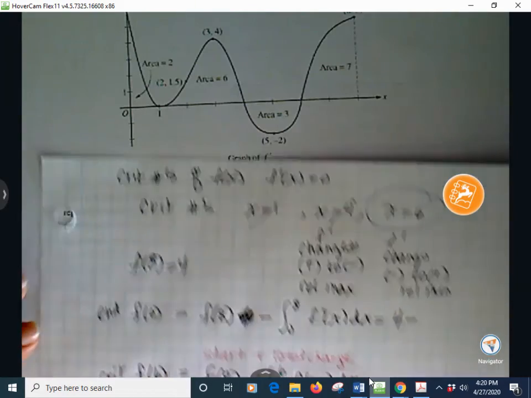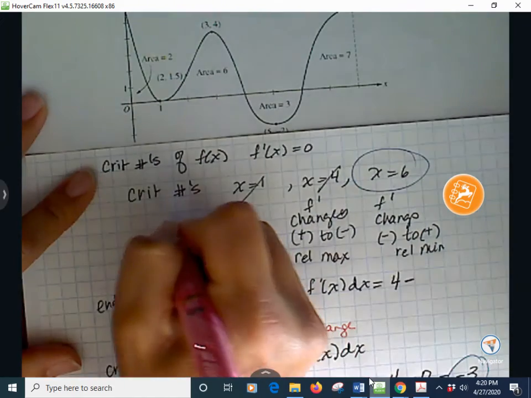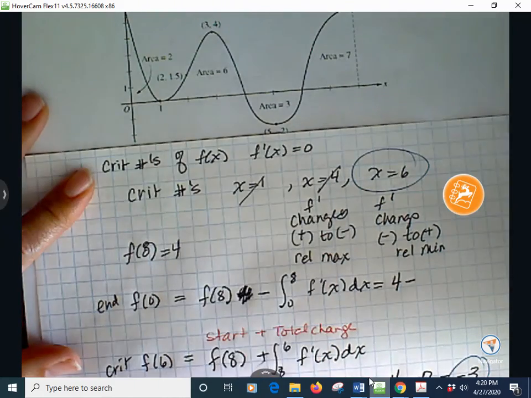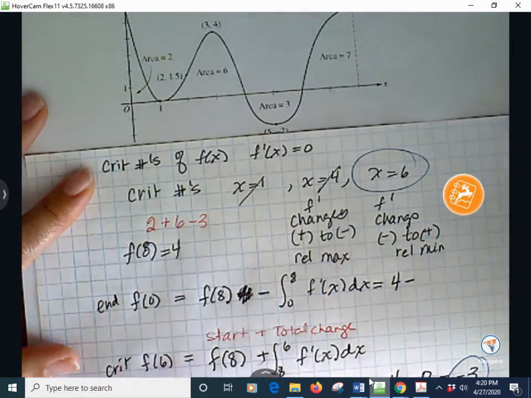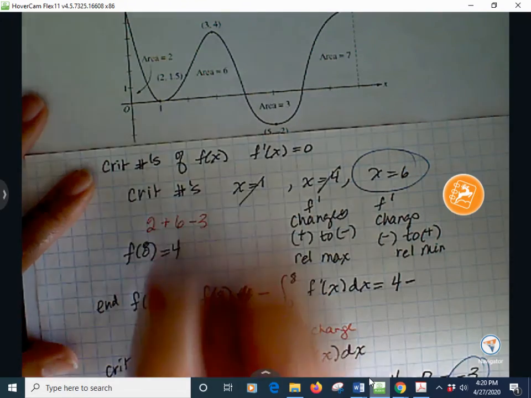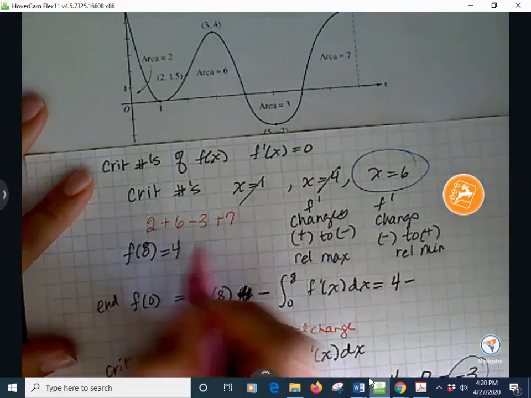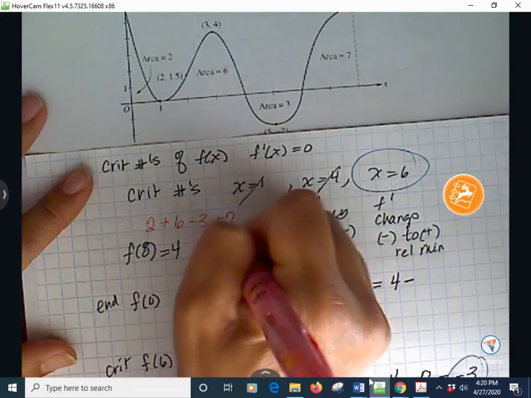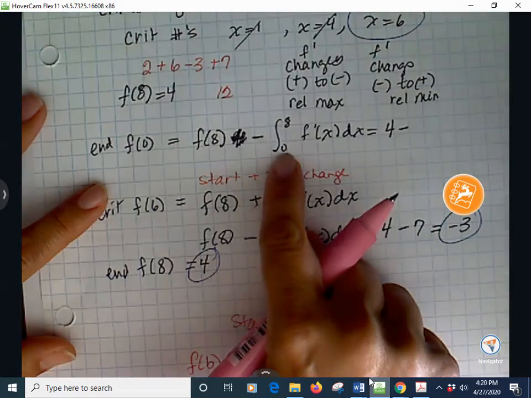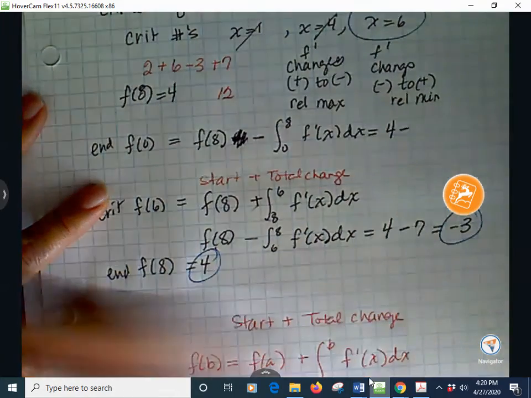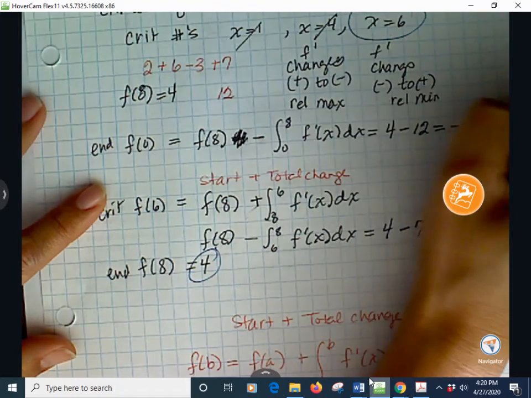So if I look at the total area, I've got some work to do here. Let's see. It's 2 plus 6 minus 3, because that's under the x-axis, and plus 7. It's 2 plus 6, 8. 8 plus 7 is 15. 15 minus 3 is 12. All right. So the total area from 0 to 8 is 12. So I'm going to do 4 minus 12, which is -8.